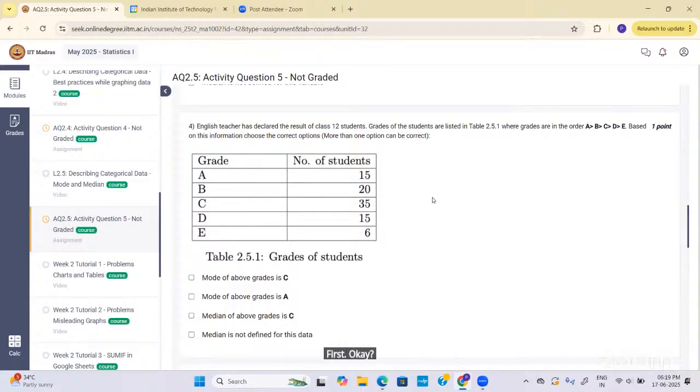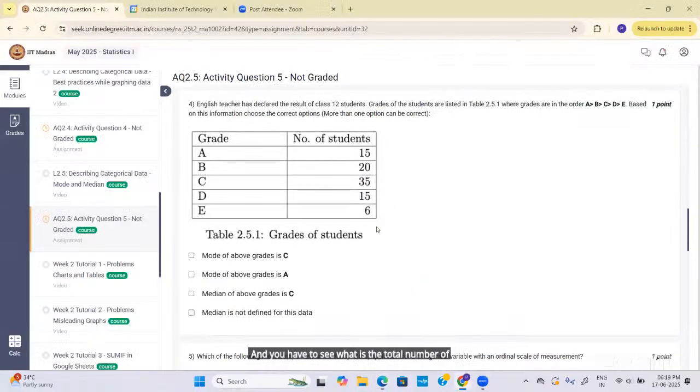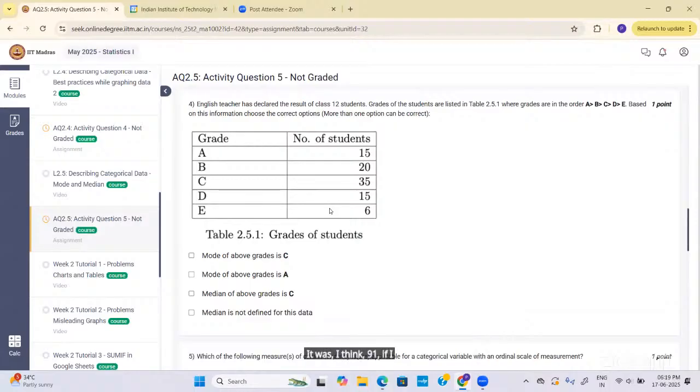Okay. Suppose A is 15 times and B is 20 times. How do you do it? It will be something like 15 times A, and then you start B, 20 times B. In this way, you arrange your entire data set and see what the total number of observations is. So you have to add all these numbers of students. It was, I think, 91, if I'm not wrong. Yes, ma'am. Okay, so the total number of students was 91.